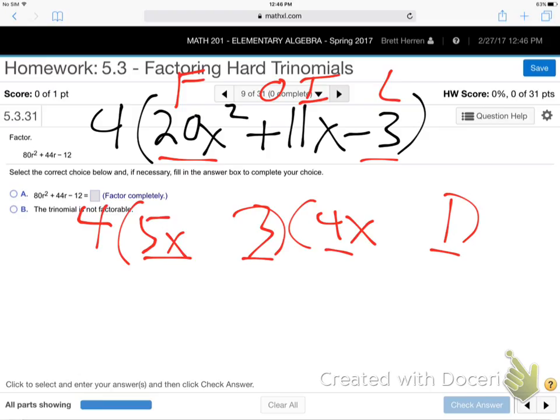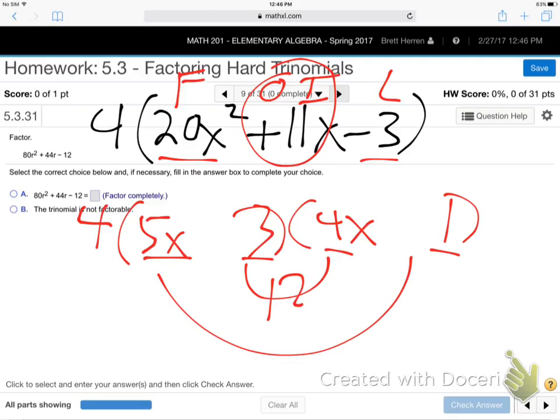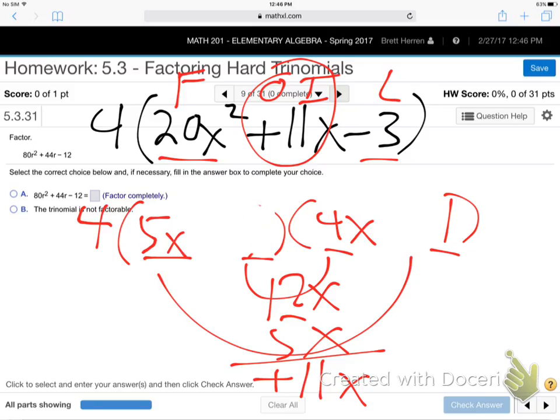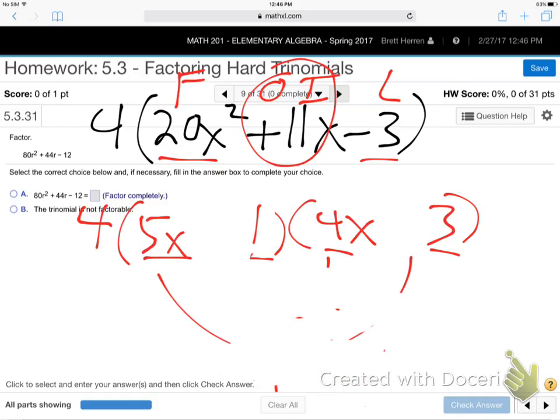How do we know? Well, we check the OI now, and it just won't work. The 2 inner makes 12x, the 2 outer makes 5x, right? Can 5 and 12 make the middle plus 11? No, 5 and 12 makes 17. It doesn't make 11. So that's wrong. Switch the order, right? You guys with me? See how that's wrong? And I need to switch the order. So put the 1 here and the 3 there, and try it again.